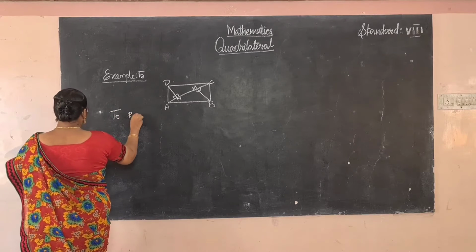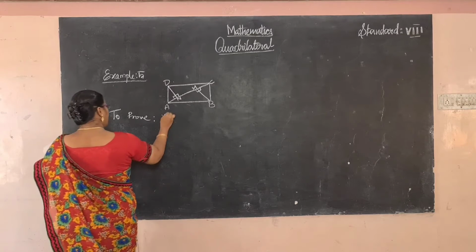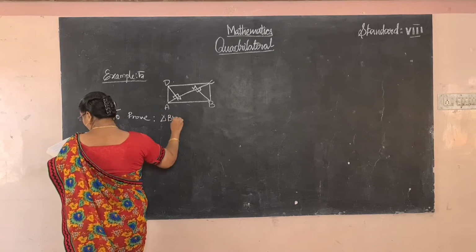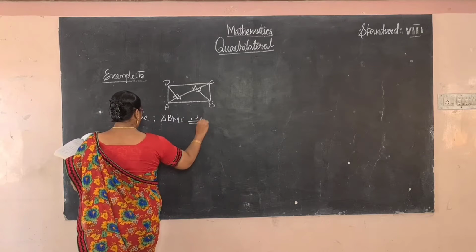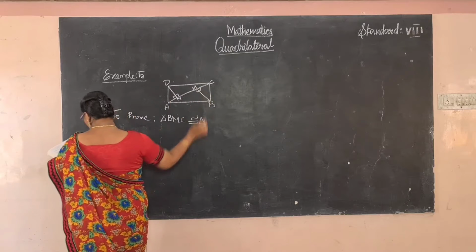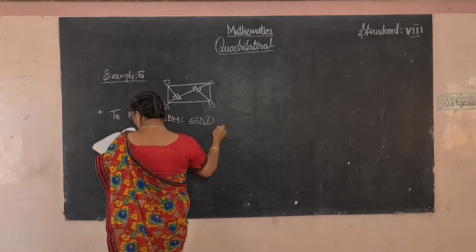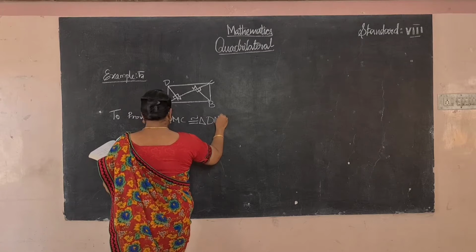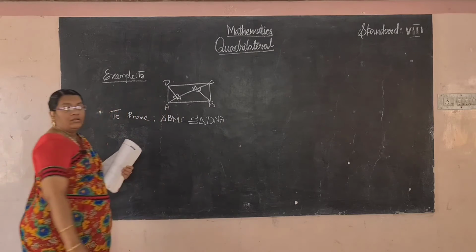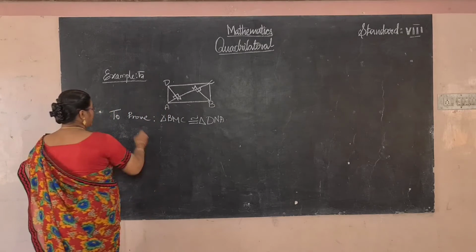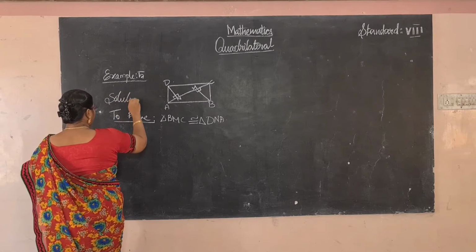To prove: the triangle BMC is congruent to triangle AND. These are congruent triangles. We have to prove the congruence. Congruent means same size and same shape. That is called congruent. To prove. Solution.